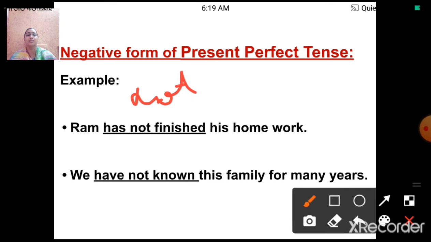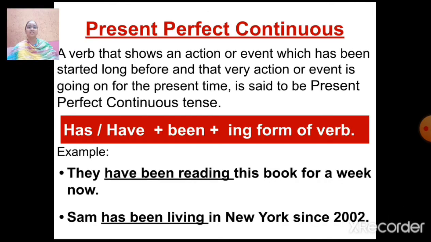Alright, now let's move ahead towards the next type of tense. This is the last type of present tense, that is present perfect continuous tense. A verb that shows an action or event which has been started long before and that very action or event is going on for the present time is said to be present perfect continuous tense. Now here the formula used is has or have plus been plus ing form of verb.